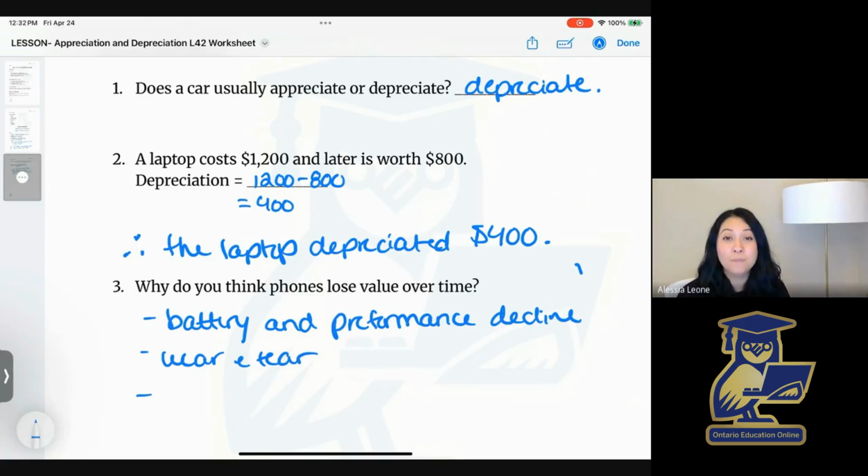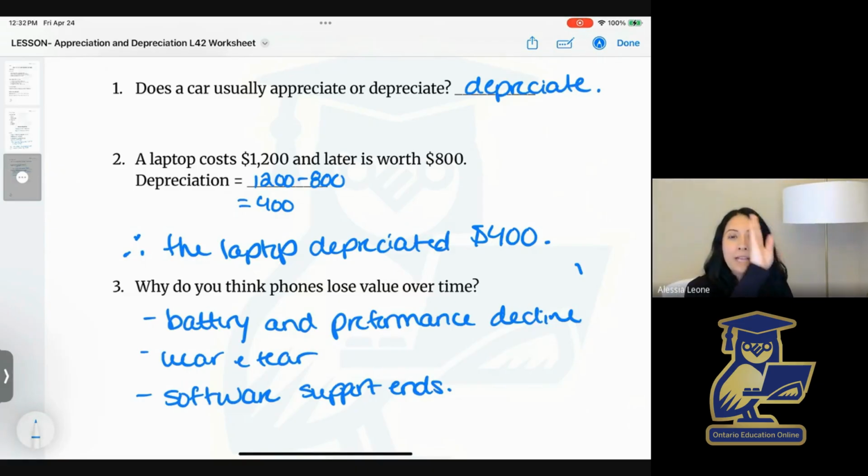Something like Apple. Apple is constantly coming up with new software. And if you have a really old phone, some of those old phones won't be compatible with the new software. So stuff like that makes value go down. So software support ends.